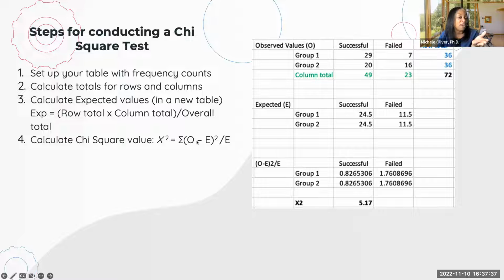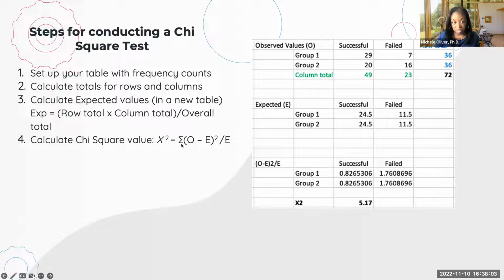We take that value and we square it, okay? If we square that, we get 20.25. Then we divide that by the expected value, the 24.5, and you get this 0.826, etc. So it's easier to do this in Excel because you just build the formula, and then you could just do this for all of the values here, right?